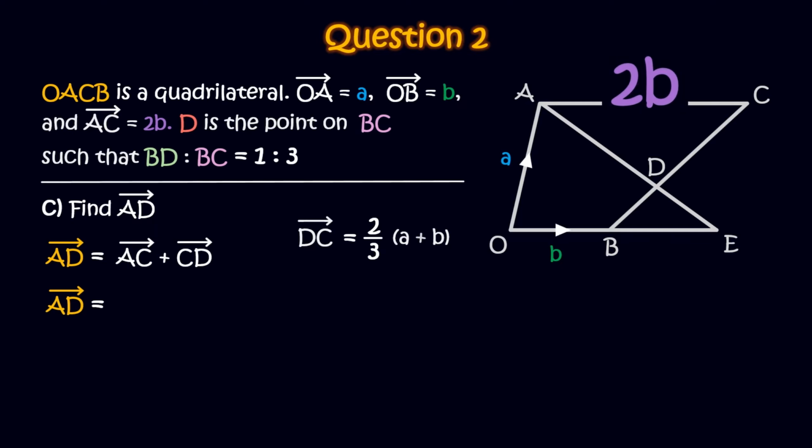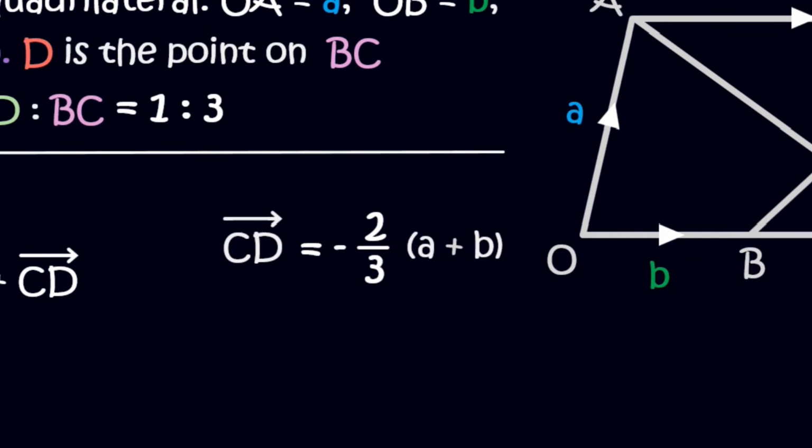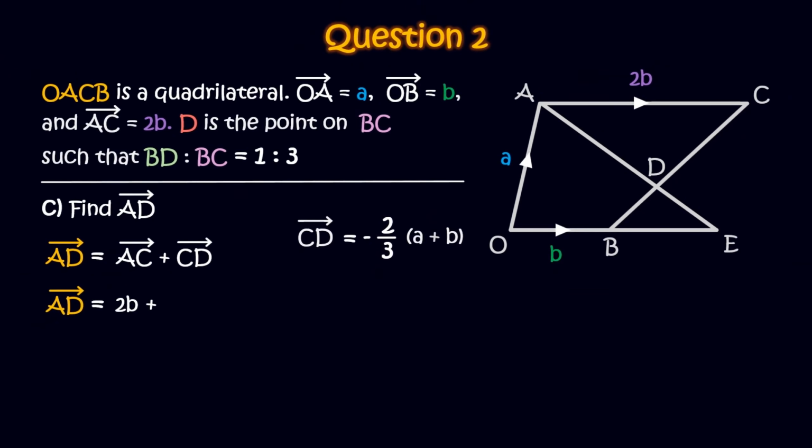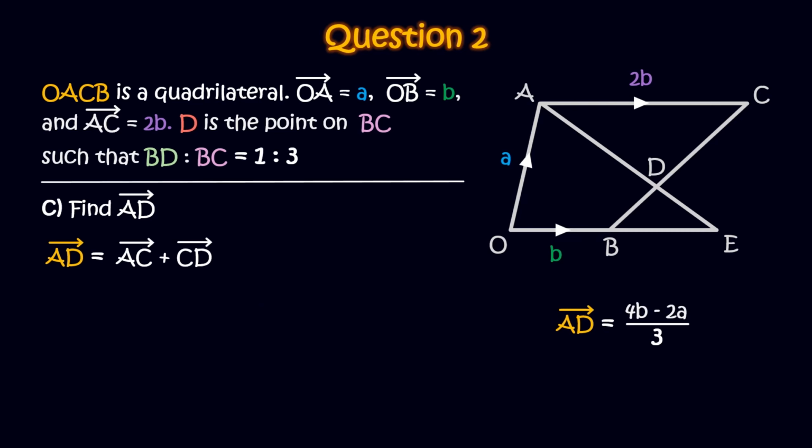Fill in the known values, but remember to change the sign because we need CD, not DC. Further solve the equation to get the final answer. AD equals 4B minus 2A upon 3.